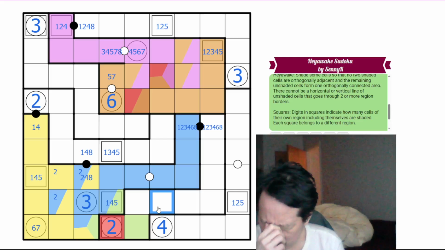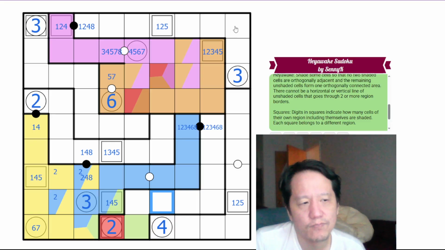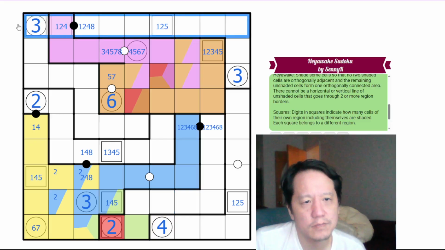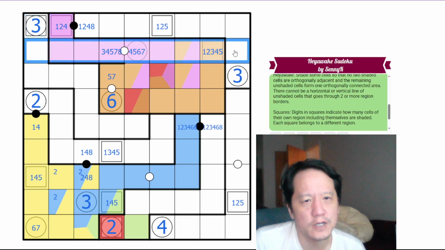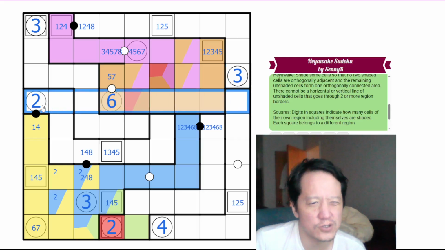How many shaded cells do we need per row and column? I guess is what I'm sort of looking at. Here we need 1. Here we need 1. Here we need, that's region 1, 2, 3, 4. We need 2. So that's a minimum of 4. Here we need 2. That's 6.